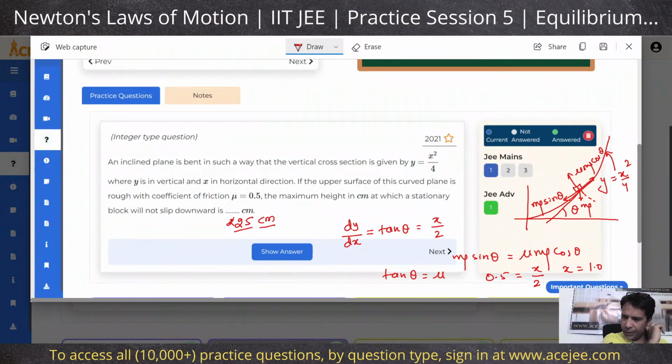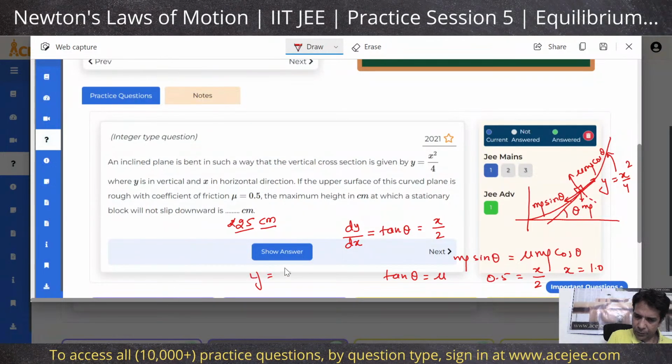Shall we, beta, just see how I have approached it, and let me know if you see any issue with it. Sir, I did the same thing. Your answer is, sir, you have found x. So okay, we're talking about the height then. So y is 1 by 4. Got it. By the way, how did you figure out the unit of it, beta?